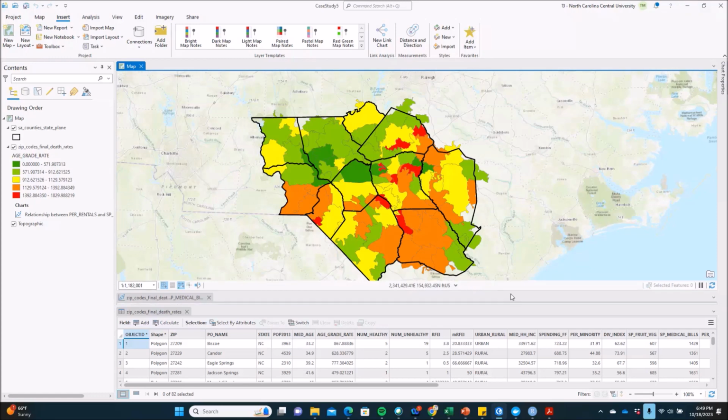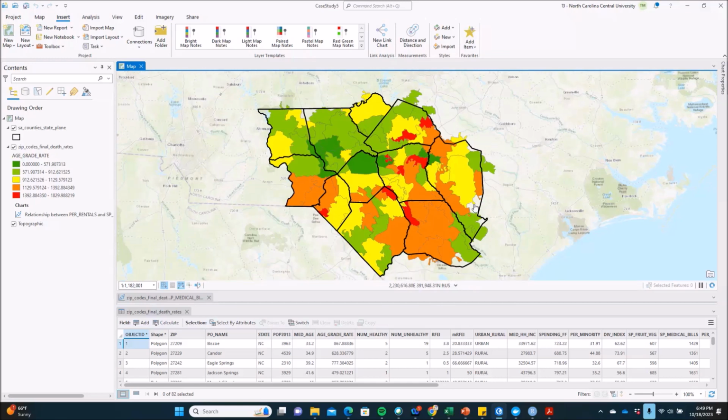Okay, so next, we're going to be looking at this. We're just going to run a couple little models, run through these here. And so what we're looking at here is age-graded heart disease death rates. You can see where they're high and where they're low. Now, who made these colors? Me, I did. Based on what? I don't know, whatever I wanted to.